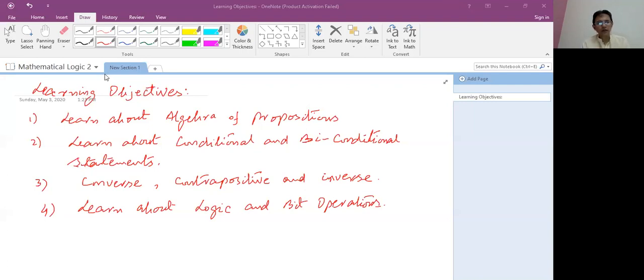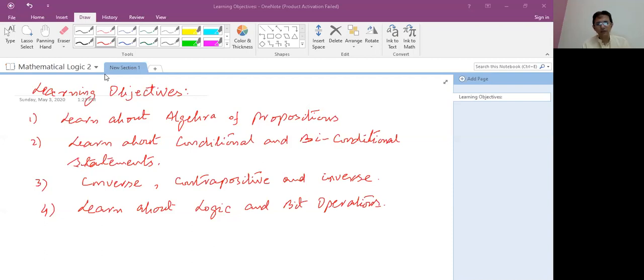Now, today our lecture is mathematical logic. These are the learning objectives. Today, the first one is to learn about the algebra of propositions. The second one is to learn about the conditional and biconditional statements. And the third objective is, given a propositional statement, the converse, contrapositive, and inverse.